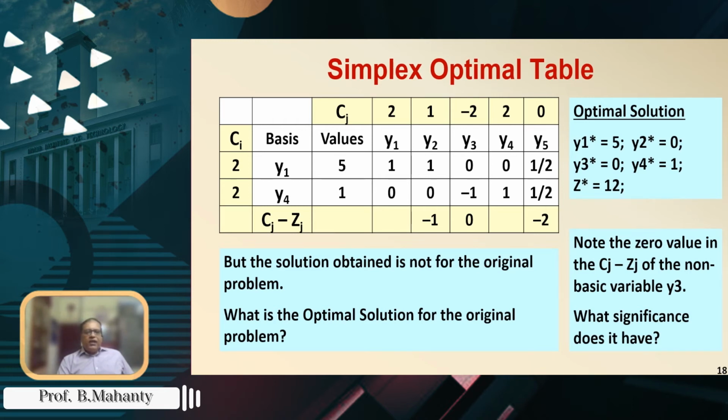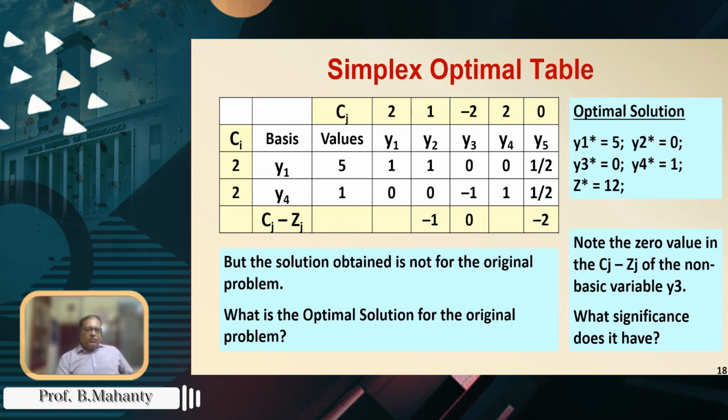So what should be the value of z? The value of z should be 12 because these are the profit coefficients 2, 1, minus 2, and 2. So 5 into 2, 10, 0 into 1, 0, minus 2 into 0, 0, and 1 into 2, 2. So basically these 2 and these 2 are significant for y1 and y4. So for y1, 5 into 2, for y4, 1 into 2.